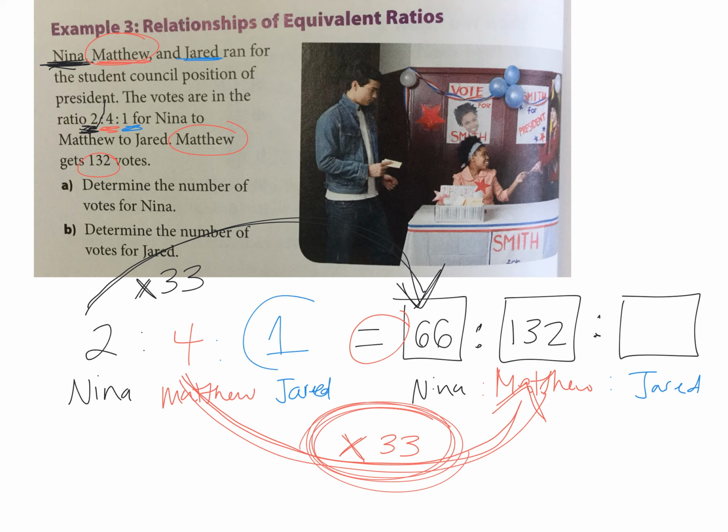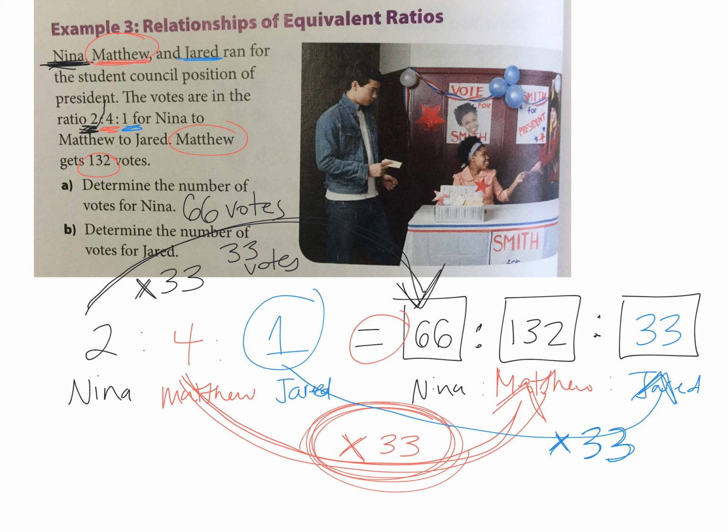Then, with Jared, whatever we do to one number, we have to do to the other. The scale factor is 33. You remember that word from grade 8? Scale factor? What's 1 times 33? Okay, so how many votes did Nina get? Nina got 66 votes. And how many votes did Jared get? 33 votes. Okay, so this is one way to do it. You're trying to figure out how the ratios are related to one another. They're related by multiplying by 33. We're multiplying each term by the same number.